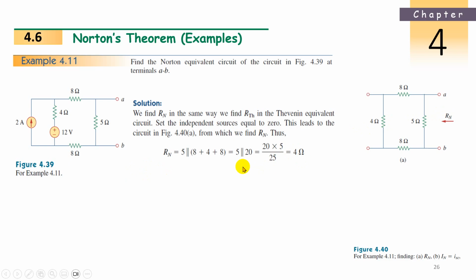So we only have to find IN, that is Norton's current. For that, what do we have to do? We have to short circuit these A and B terminals, and find the current flowing between A and B terminals. For that, we need 1, 2, 3 loops. Then we'll see.